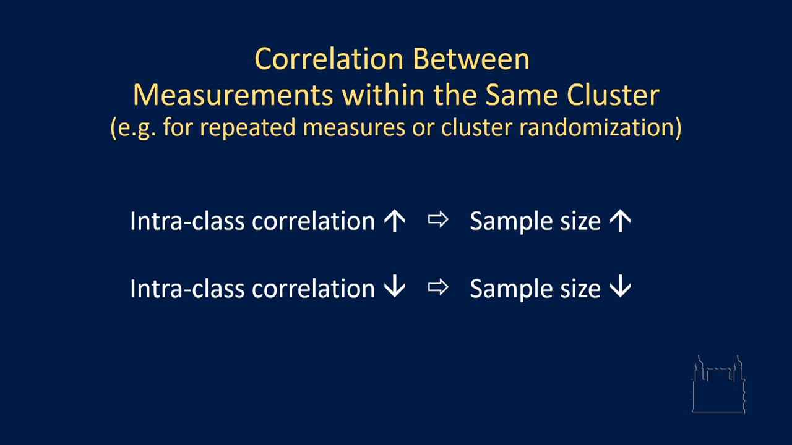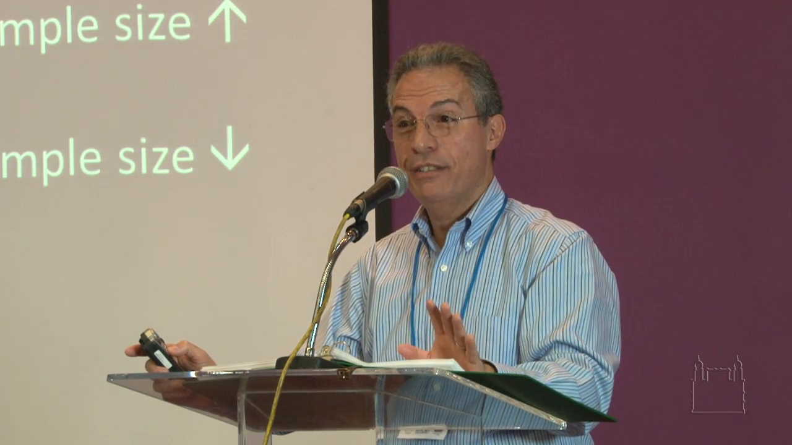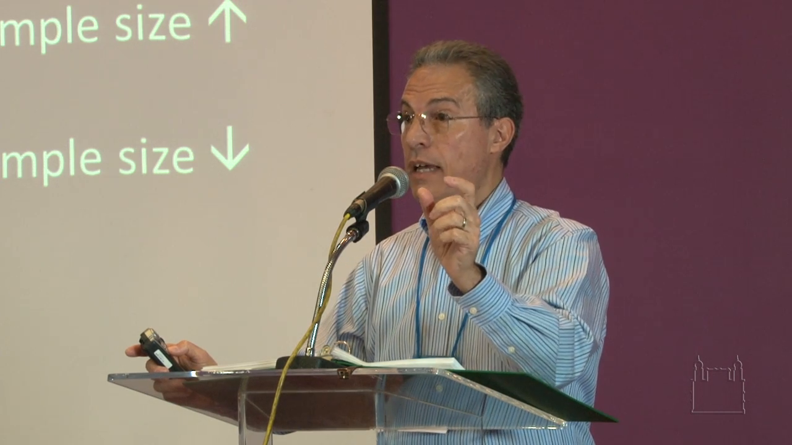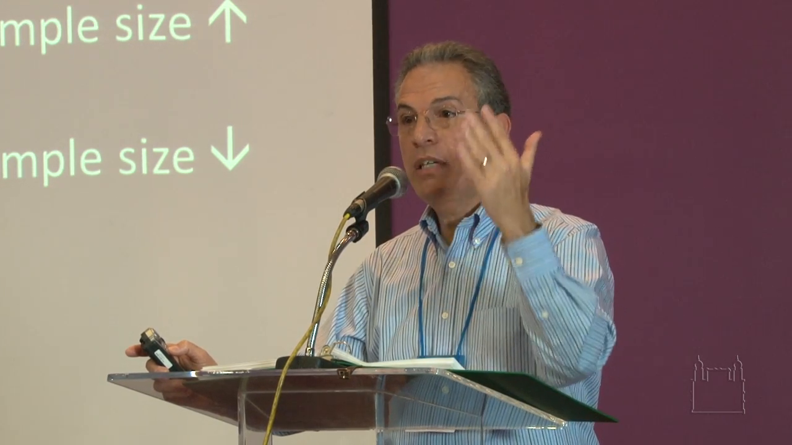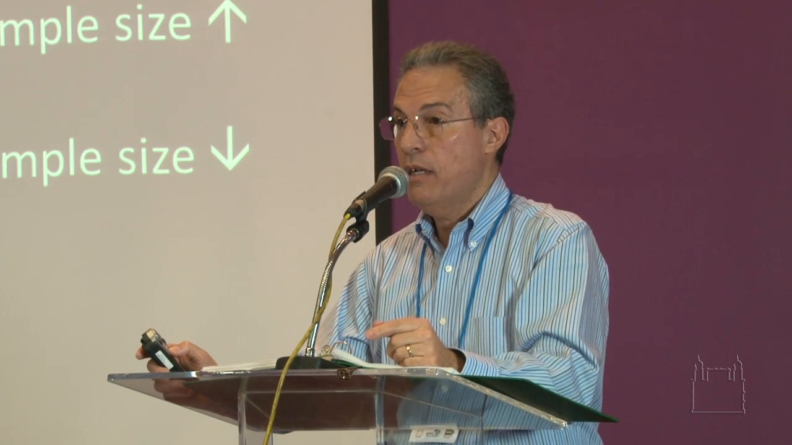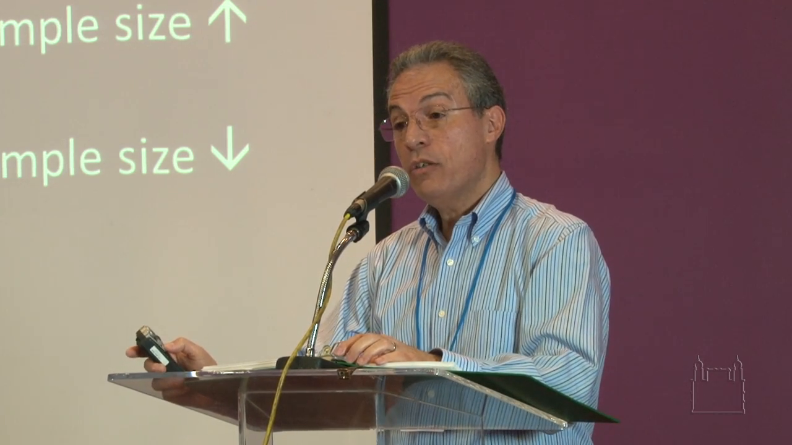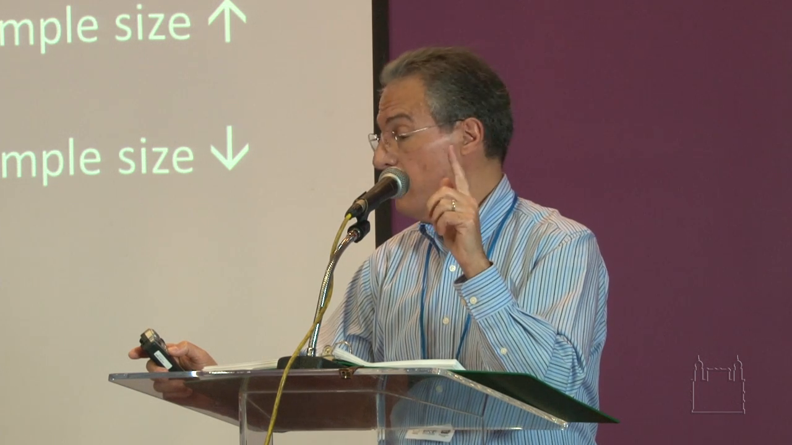By the way, I forgot to mention, and it's in the slide here, when you take repeated measures, you know what a repeated measure is? The same participant, you take the primary outcome at week 6, 12, 24, whatever. These are repeated measures. This is the same as a cluster, because now the individual is a cluster, and you are taking measurements within a person, within the participant, and they are correlated. So it's the same concept. Whether it is a cluster randomization where you have hospitals, or whether it is repeated measures, it's the same concept. If intraclass correlation goes up, or if the correlation between repeated measures goes up, the sample size goes up, and if the ICC goes down, the sample size goes down.